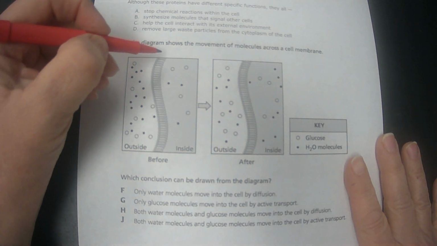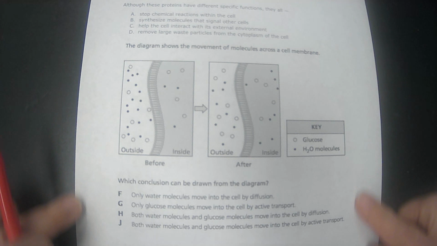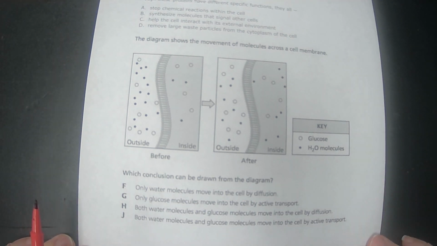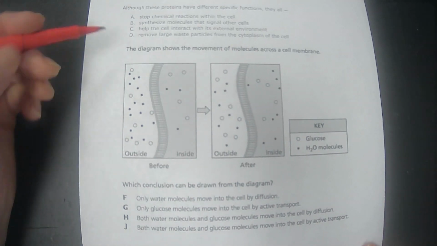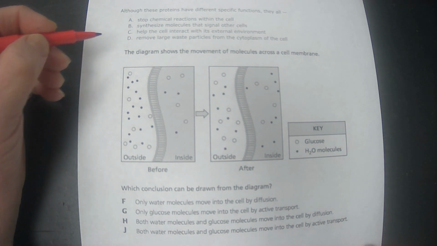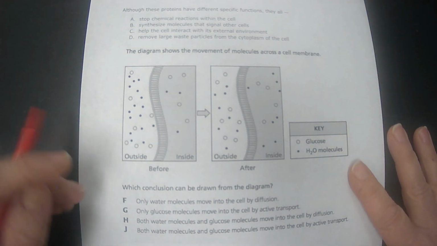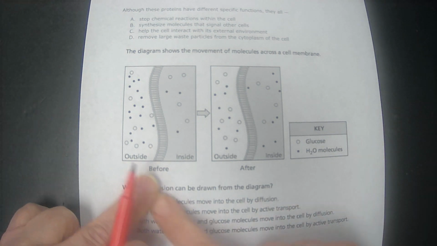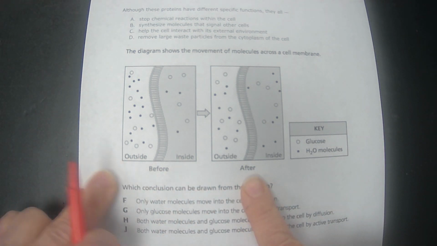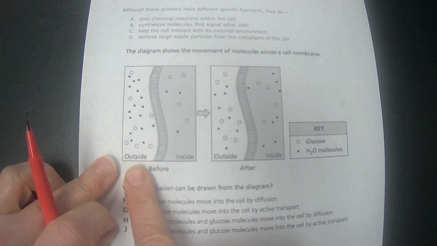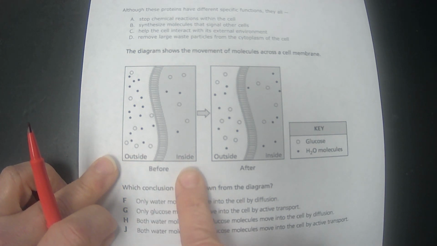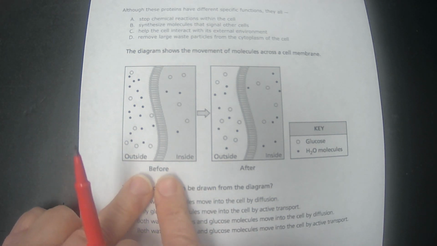Okay, so the first thing on this question, which was part of the pretest, is to look at the diagrams. And the question starts here. It says the diagram shows the movement of molecules across a cell membrane. And I've got before and I've got after. I've got outside the cell and inside the cell. So I'm going to start with this one.